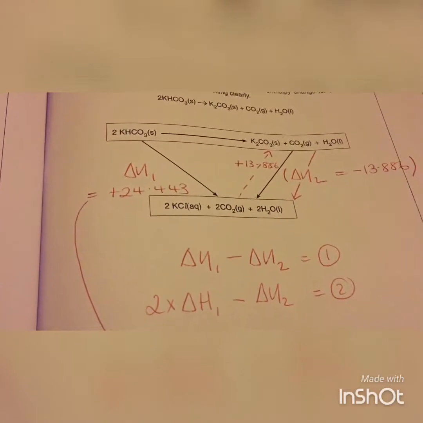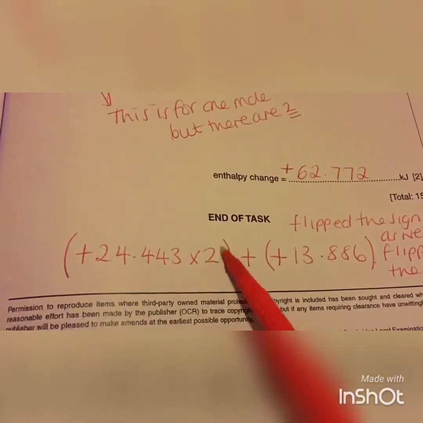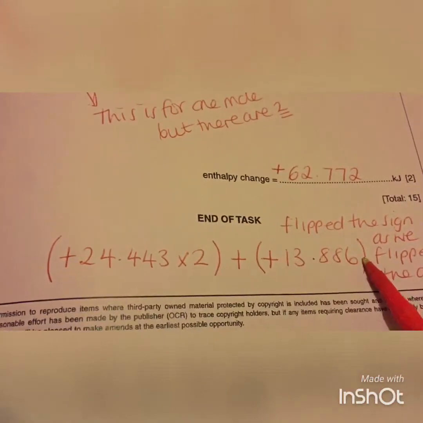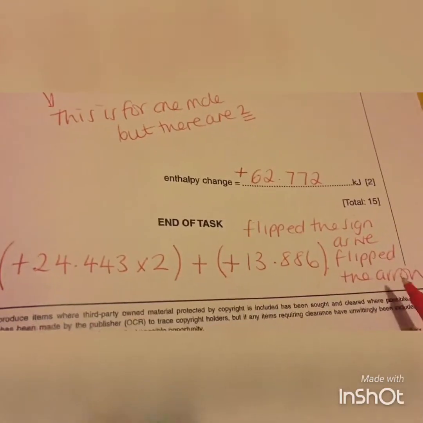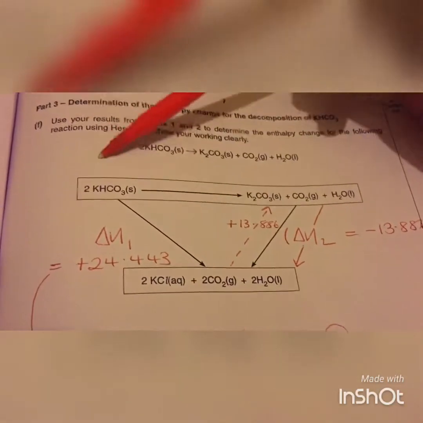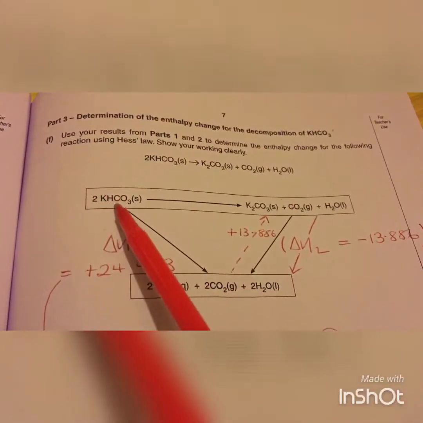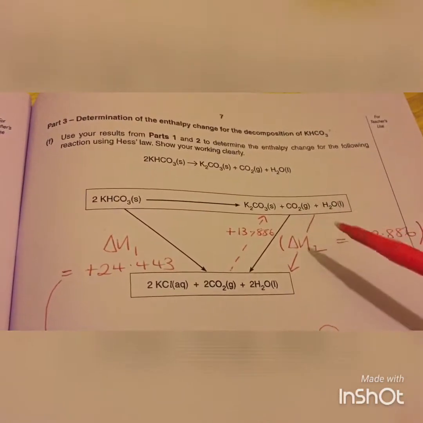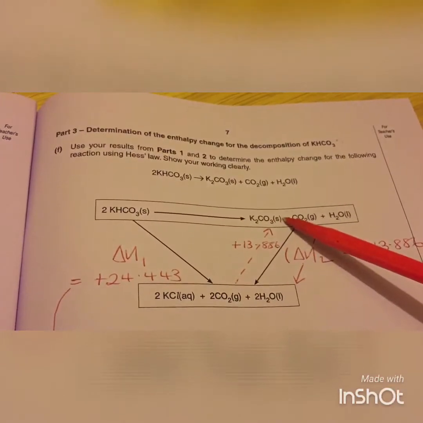So the way that I always calculate my Hesses are like so. I've got my 24 value, I've multiplied it by 2 because I've got 2 moles, and then I'm adding, and I always add my second value, which in this case is going to be 13.886. I've flipped the sign as I've flipped the arrow. And this is my way of doing it, there are different ways. I don't say delta H1 minus delta H2. In my head it makes more sense to always follow through the pathway from there down and then all the way back up. But for me it means that whatever sign I've got going in this direction, I have to flip the sign if I'm looking at the pathway going in that direction.